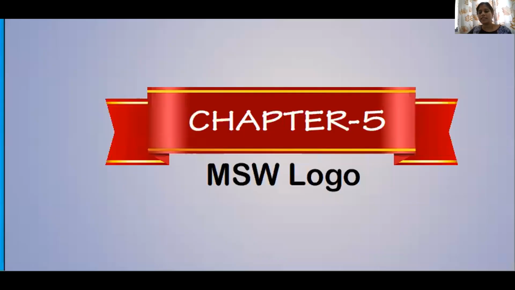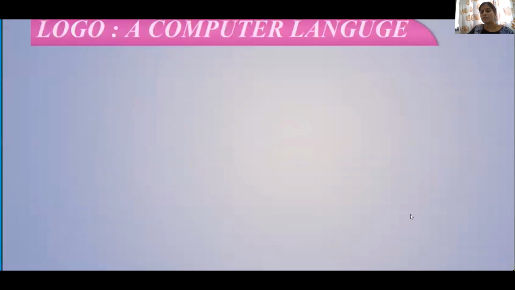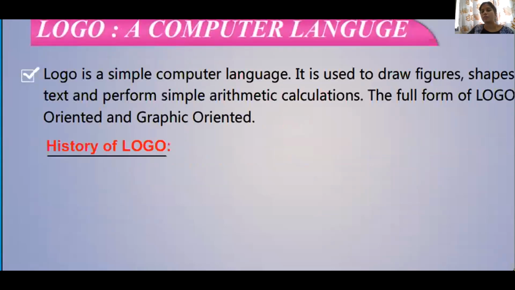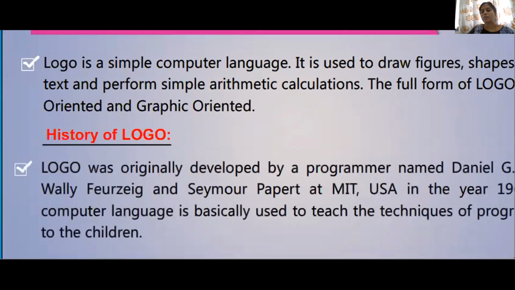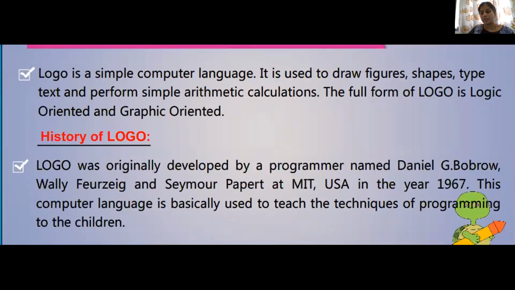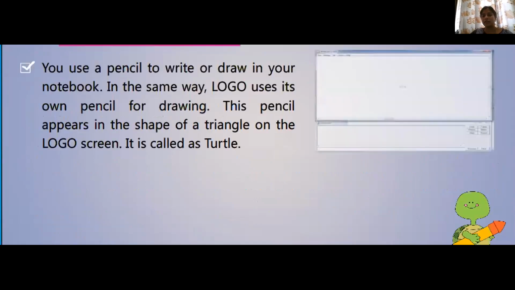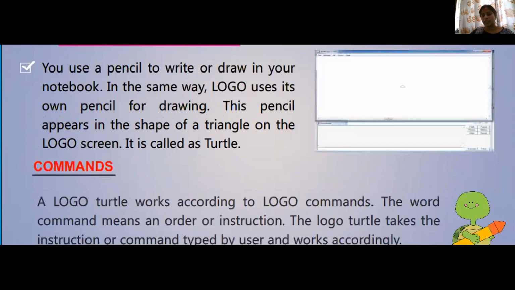Children, let us start our chapter MSW Logo. Let's recall what we have learned in our last class. We have learned what is MSW. MSW is a computer programming language, and the full form of Logo is logic oriented and graphic oriented. You use a pencil to draw, but here we use a triangular shape on the main screen, and we call it the turtle.